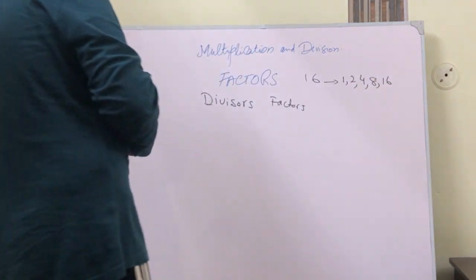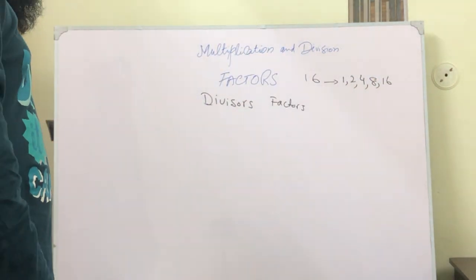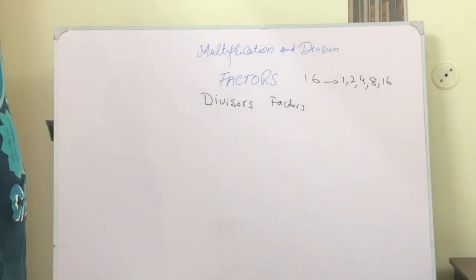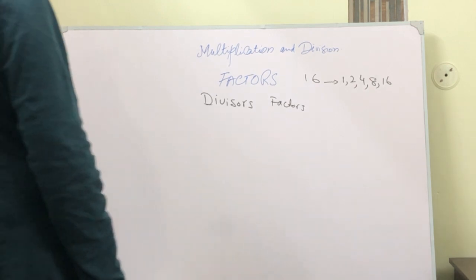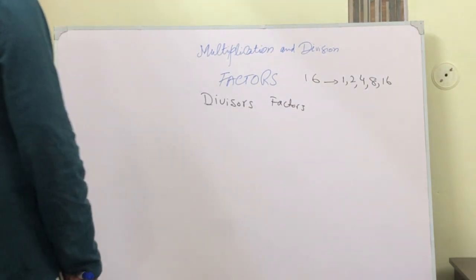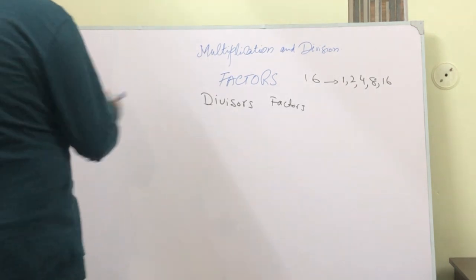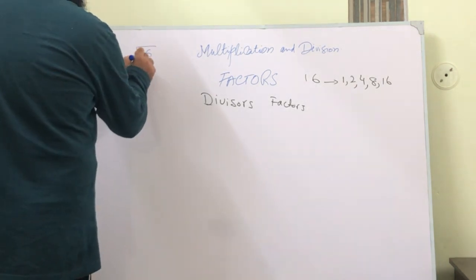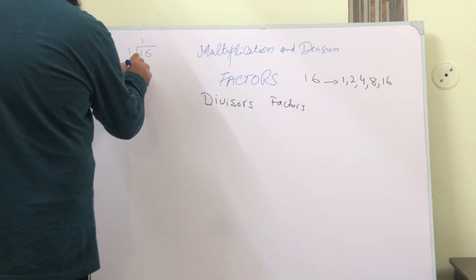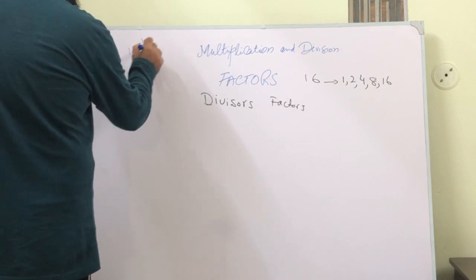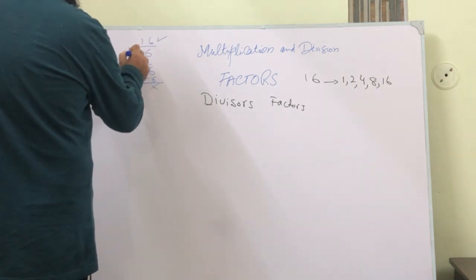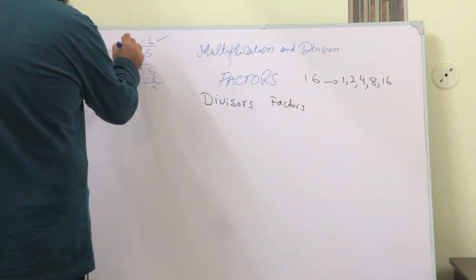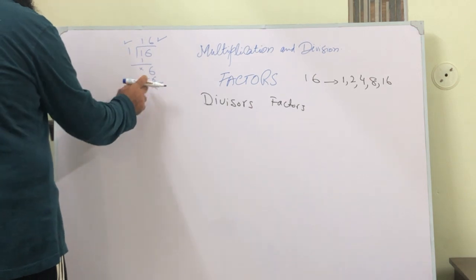So when we divide by these divisors 1, 2, 4, 8, 16, we get the remainder 0. Okay. So 1, 2, 4, 8, 16 are the factors for number 16. See, 16 divided by 1. 1 1s are 1. 6 comes here. 1 6s are 6. So no remainder. 1 16s are 16. So 1 is the divisor where remainder is 0.